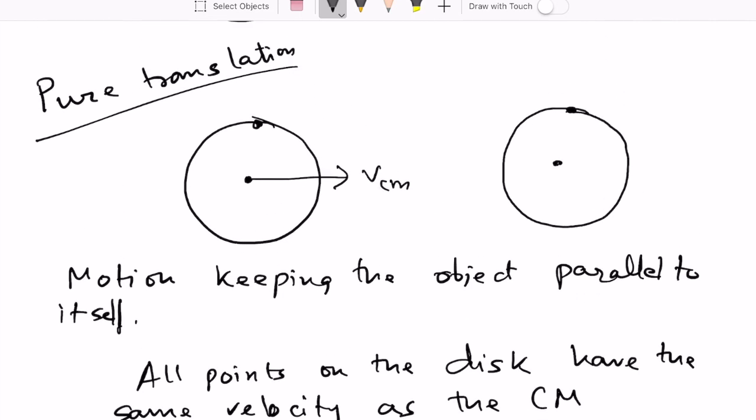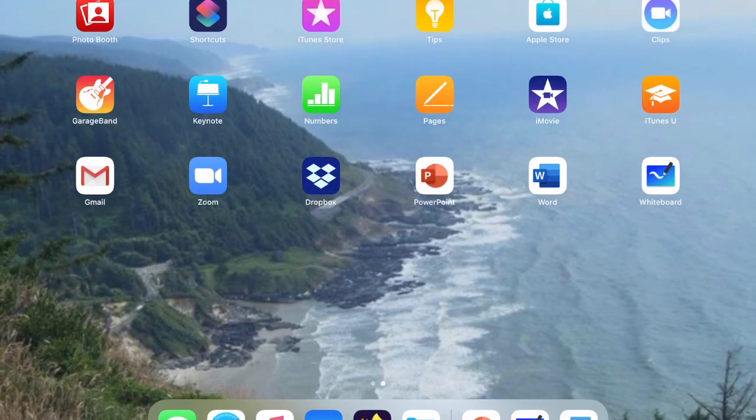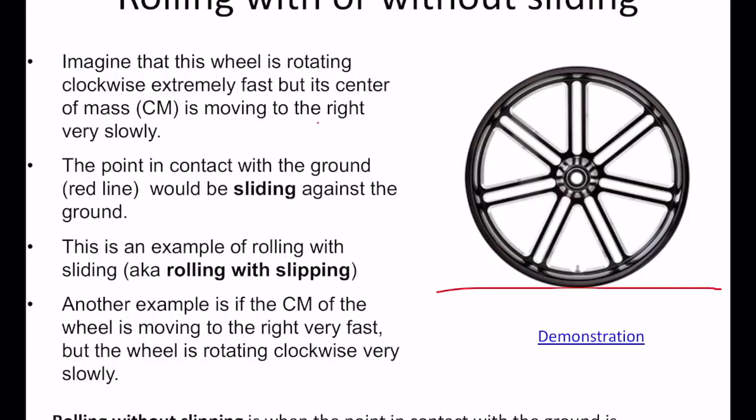All right, now in general, an object can have a complicated motion, and it could be a combination of rotation and translation. So we are going to look at some combinations of rotation and translation. All right, so let's start with this example on the slide. Consider this bicycle wheel. This is actually a motorcycle wheel and not a bicycle wheel, but anyway, it doesn't matter.